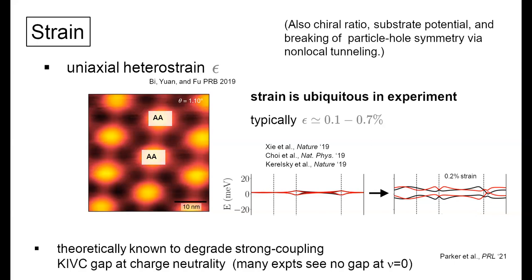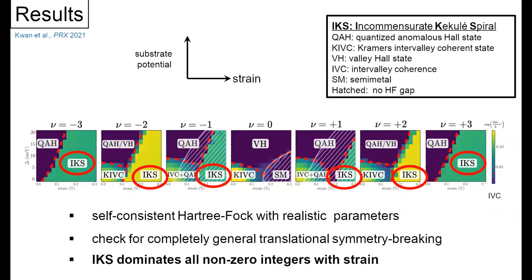Yeah, well, okay. I think yes. So this is exactly right. Nu equals +3 is where you see the quantum Hall physics. If you have a little bit of strain, you see IKS, which is not a quantized Hall state. But if you crank up the alignment with the boron nitride substrate potential, you get into a quantum anomalous Hall state. So that's exactly right.